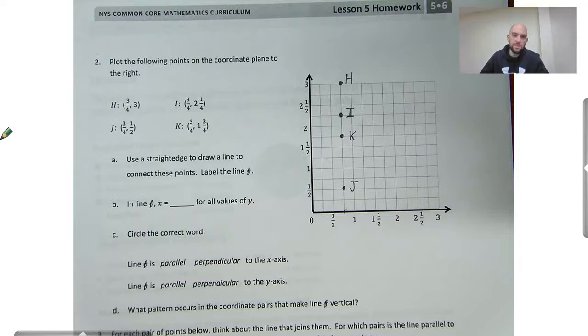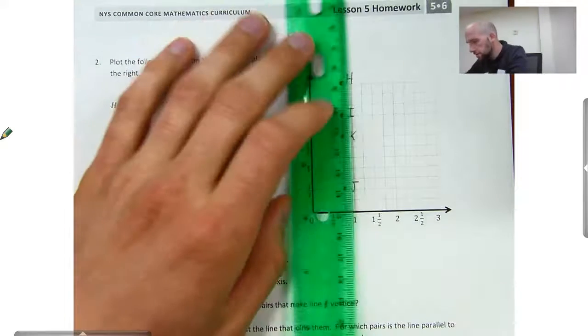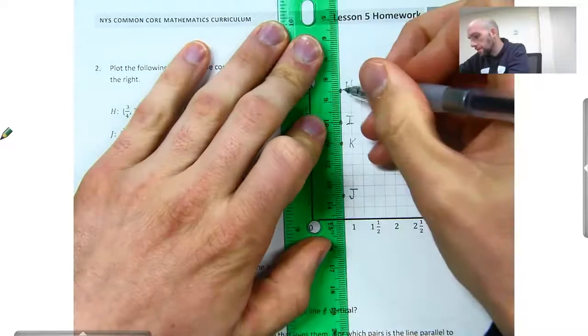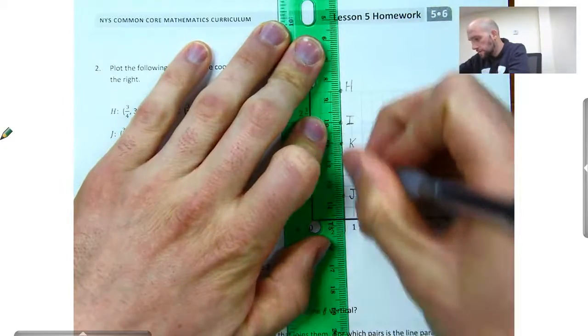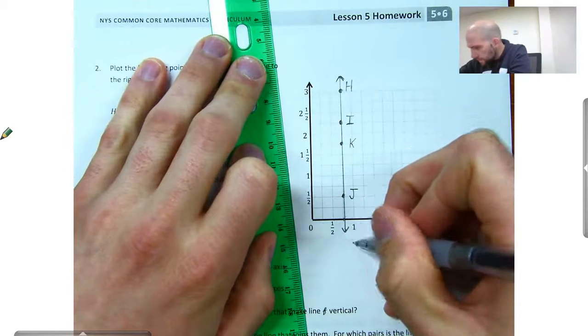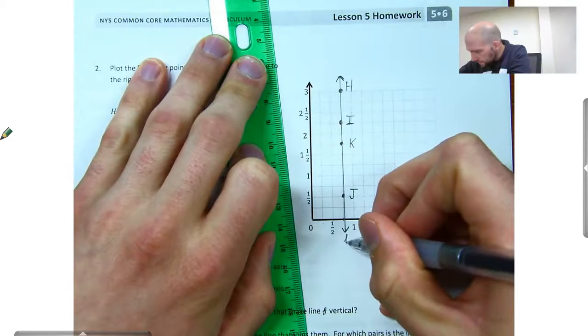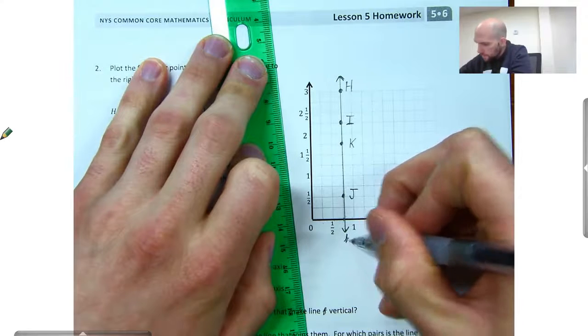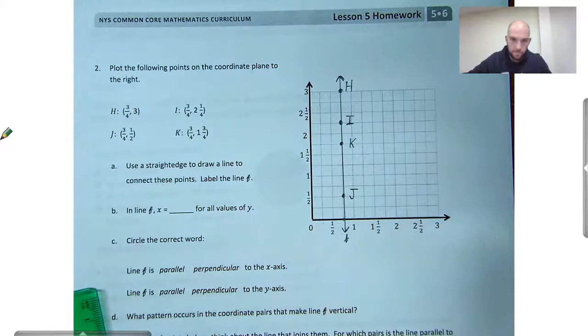And it says use a straight edge to draw a line to connect these points and label it line F. That's a little cursive F right there. So I'm going to use my ruler and we're going to connect all these points to make the line. And we're going to call this line F. All right, so that's line F.